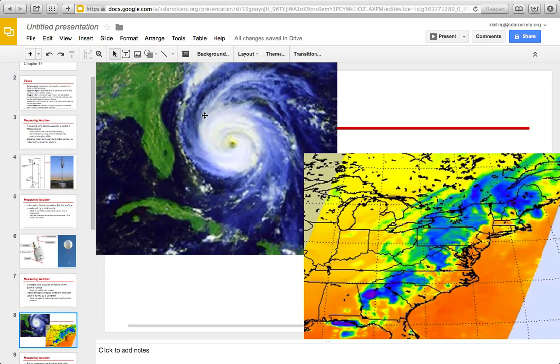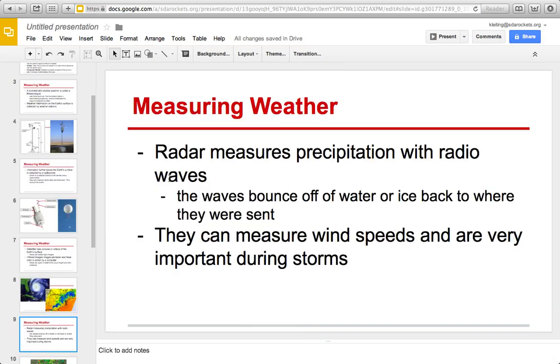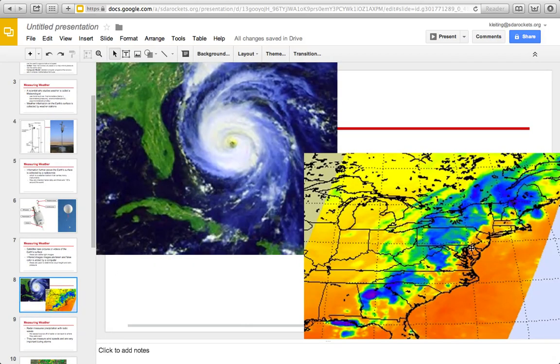So the picture on the left here, this would be a satellite picture with visible light. This, on the other hand, is an infrared picture. See right here, this blue band would be more cloud cover, and that's what that's used for.